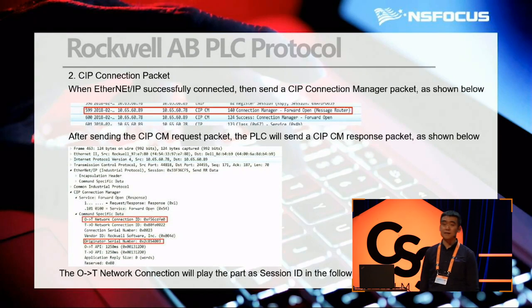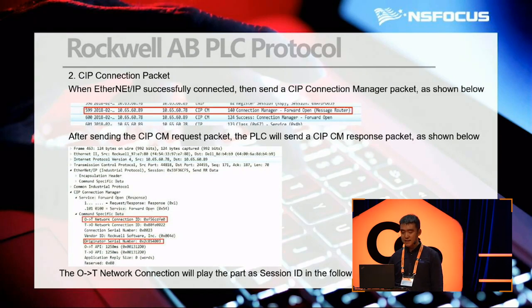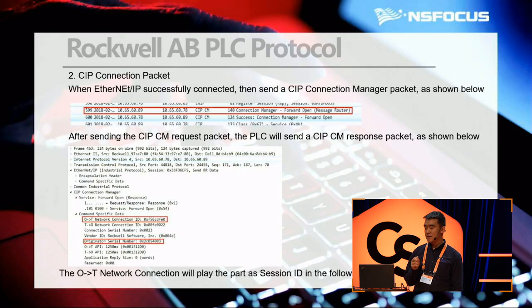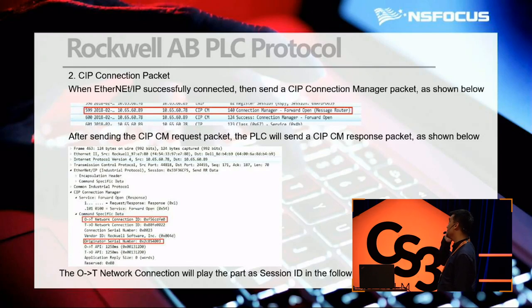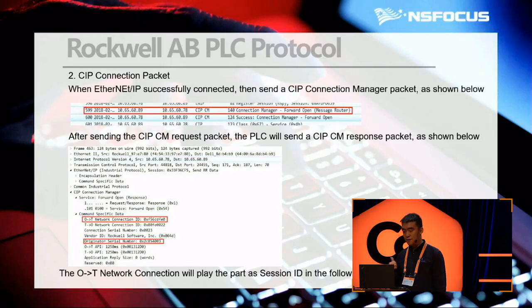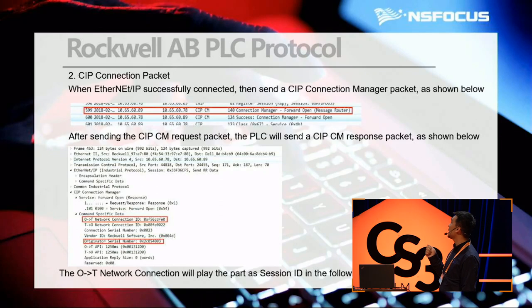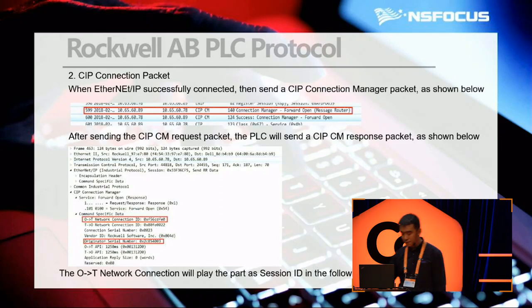And after the EtherNet/IP connections, it is the CIP connection. The first one is the CIP connection manager packet. And from this packet, if you just send a request packet to the PLC, the PLC will send back a response packet. In this packet, there is the O2T network connection ID, and this ID will be used in the following CIP connection packet and the CIP function packet. And also the originator serial number, it is for packet sequence.